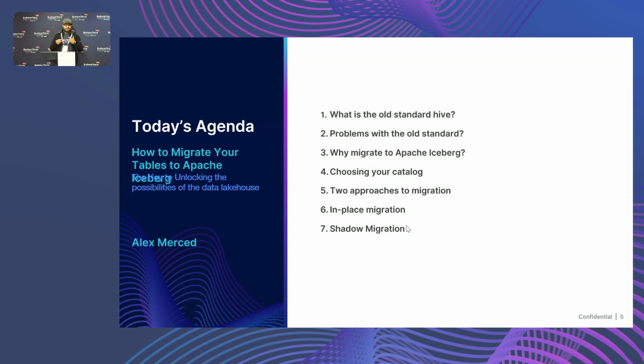We'll discuss what the old standard was, which was Apache Hive. We're talking about what the problems with that old standard were, and why we want to migrate to Iceberg, and then how to do it. And when we talk about how to do it, we'll talk about how to do it from anywhere, not just from Apache Hive. If you have Delta Lake tables you want to turn to Iceberg, or Hudi tables you want to turn into Apache Iceberg, you will learn how by the end of this presentation.